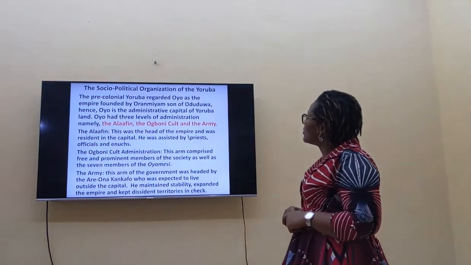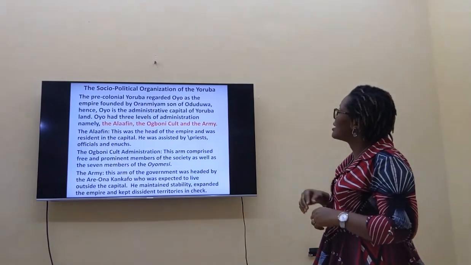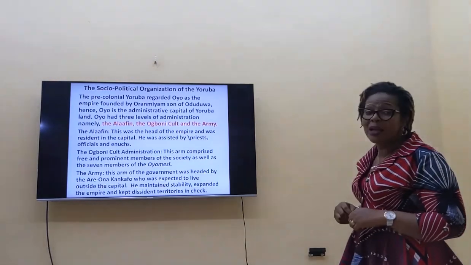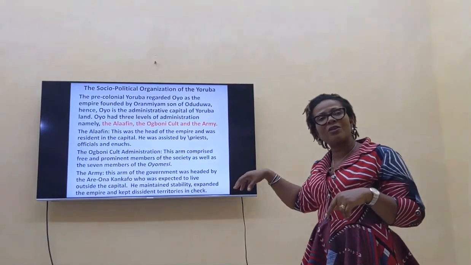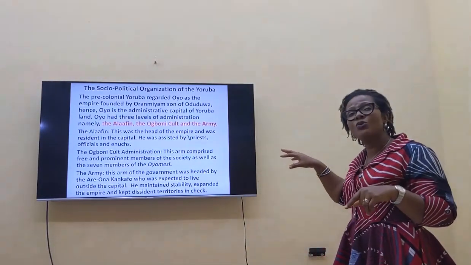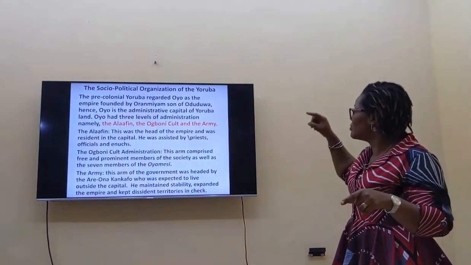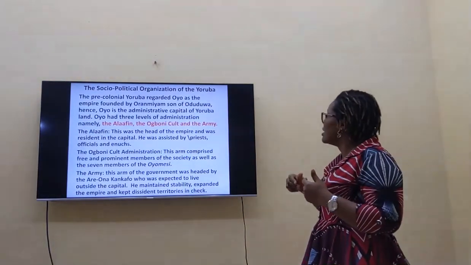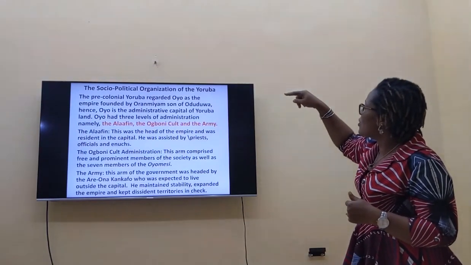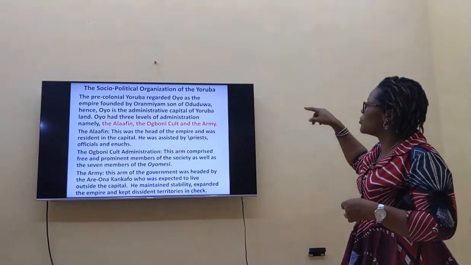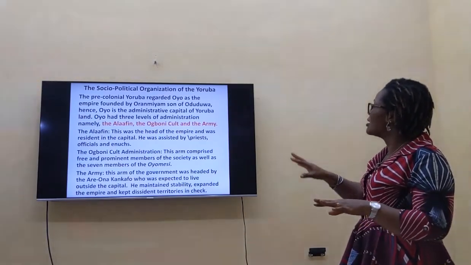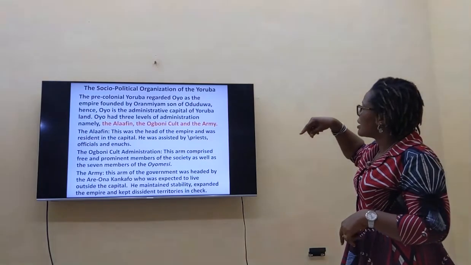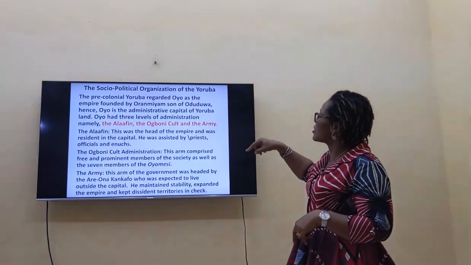The sociopolitical organization of the Yoruba. The pre-colonial Yoruba regarded Oyo as their empire, founded by Oranmiyan, son of Oduduwa. Remember what I said earlier, that in the second version of the Yoruba origin, God sent Obatala with other immortals, of which Oduduwa was part. It was because Obatala got drunk that Oduduwa usurped power from him. Oyo is regarded as founded by Oranmiyan, son of Oduduwa, meaning that Oduduwa, when he settled on earth, had a family, which brought Oranmiyan into the picture. Hence, they regard Oyo as the capital of the Yoruba land.